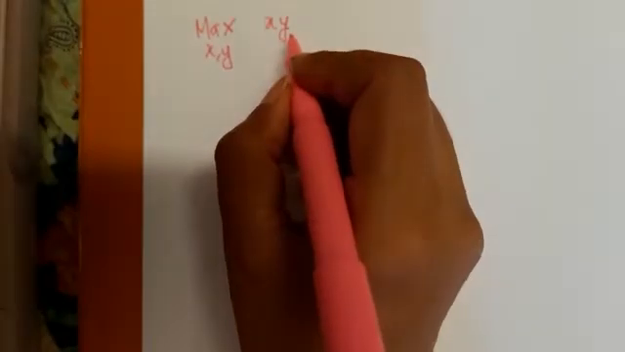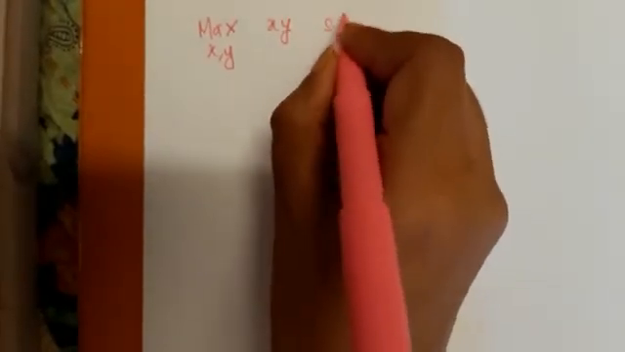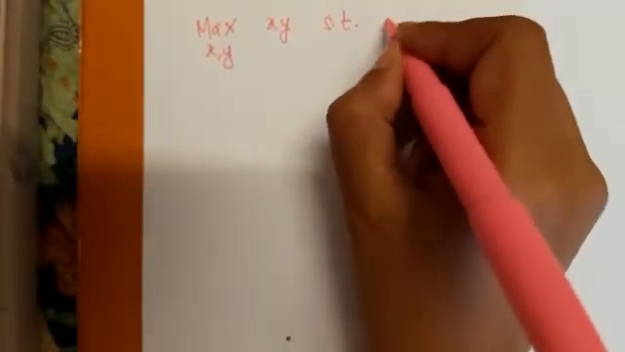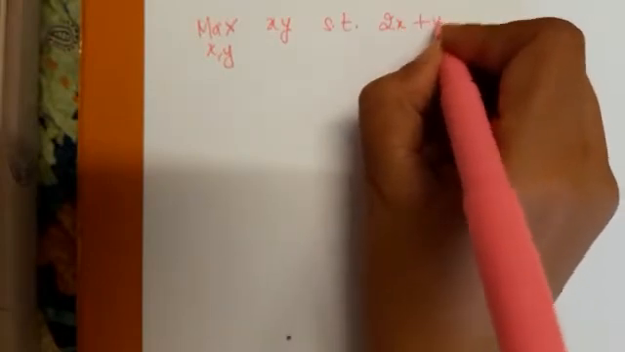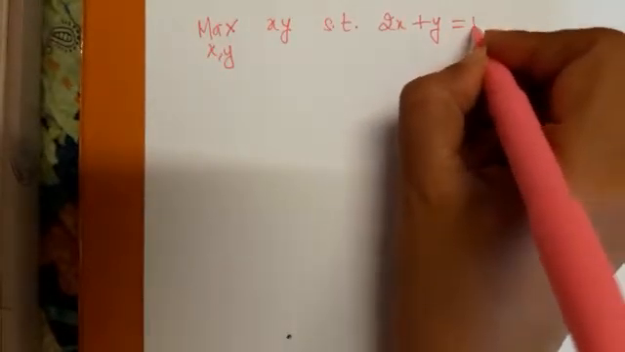Let us now look at some specific examples of constraint maximization and minimization problems. So, for example, this is a modified version of the example in the book. Let's suppose we have to maximize x times y. So, you have to choose x and y to maximize x times y subject to the constraint 2x plus y is equal to 10.